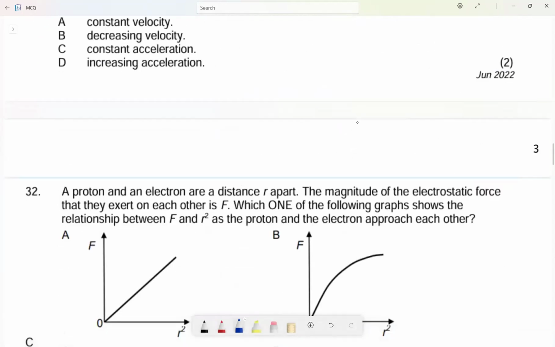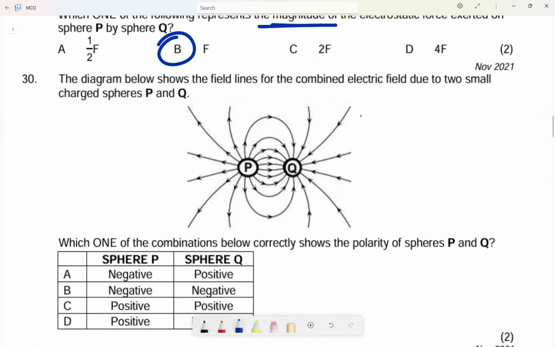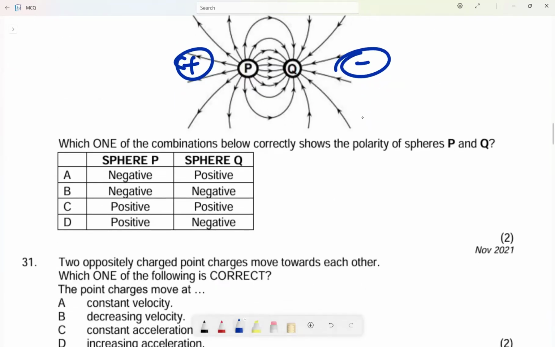Number 30. The diagram below shows the field lines for the combined electric field due to small charged spheres P and Q. P, when I check it, it is positive, because the electric field lines are going away. But here Q is negative. So I'm in a position to say this is positive, this is negative. Which one of the following combinations shows correctly the polarity of spheres P and Q? P is positive, then Q is negative. Positive and negative. D is the most correct answer for number 30.